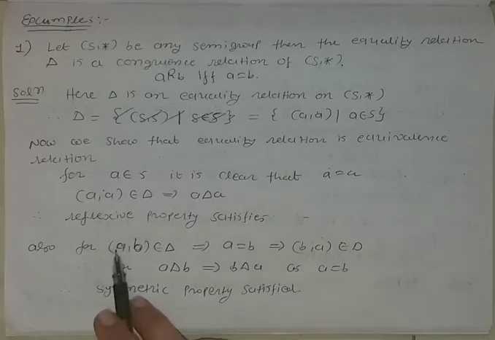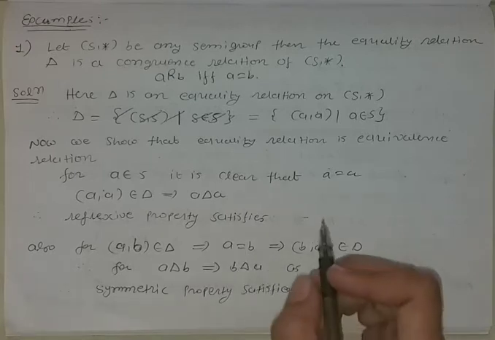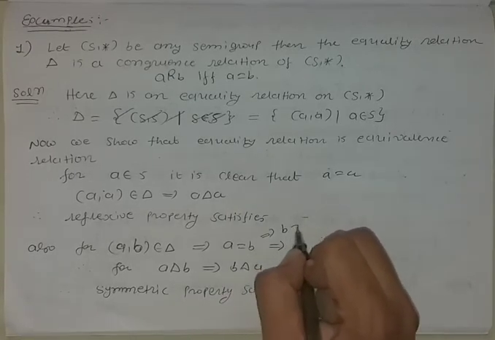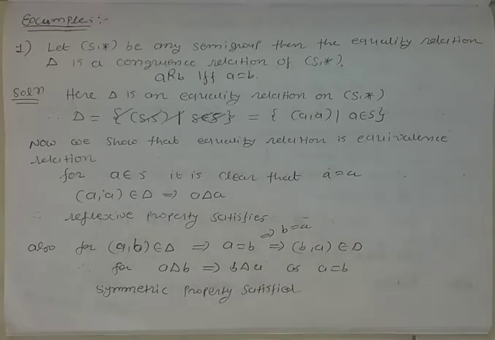Now consider (a, b) belongs to delta. Okay. Then a is equal to b. So we can write b is equal to a. So the ordered pair (b, a) belongs to delta. So a delta b implies b delta a, as a is equal to b. So the symmetric property is also satisfied. That means equality is a symmetric relation.